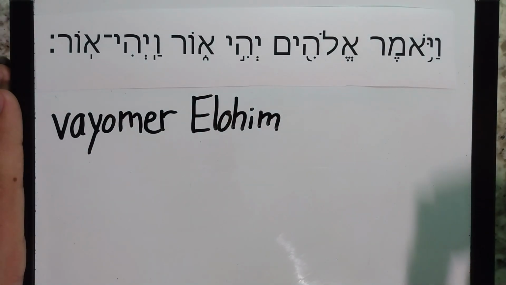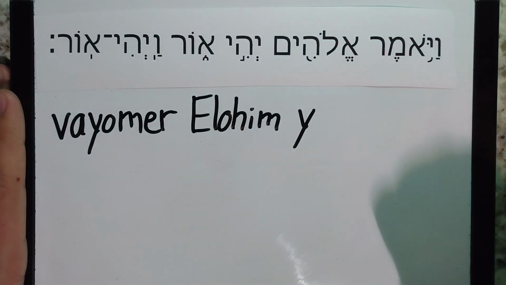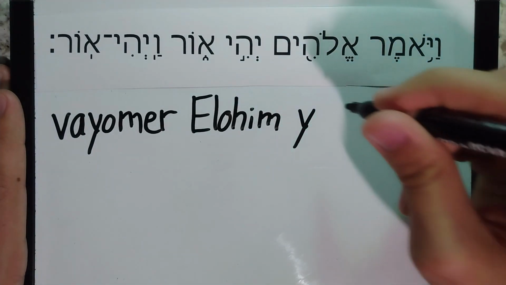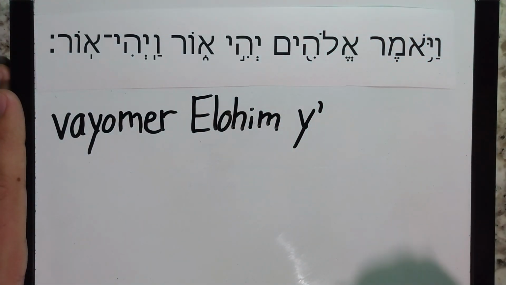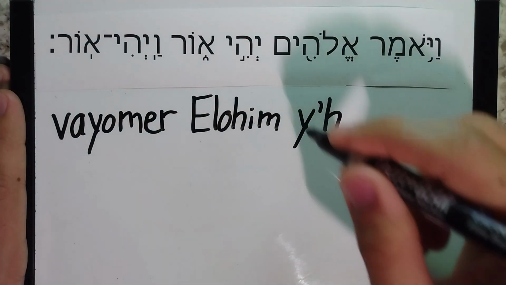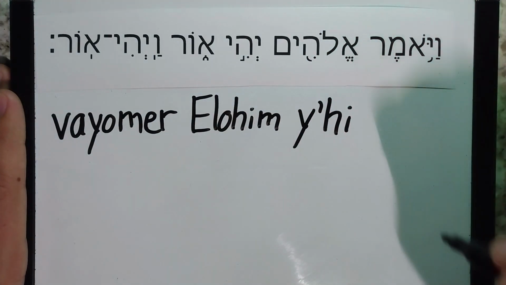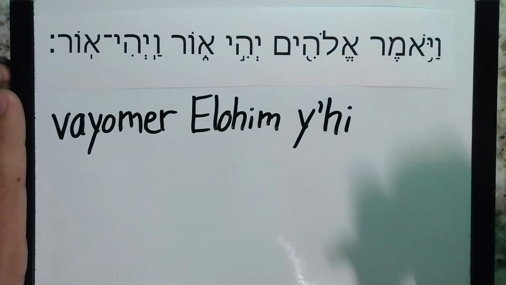And after that, we have a word that starts with a letter yud, which makes the y sound. Under this yud is a shva, which ends the syllable. Next is a letter hey, which makes the h sound. And under this hey, we have a hirik, which says e, and this hirik is represented with a yud at the end of the word. The accented syllable is he, so this word is yehi.